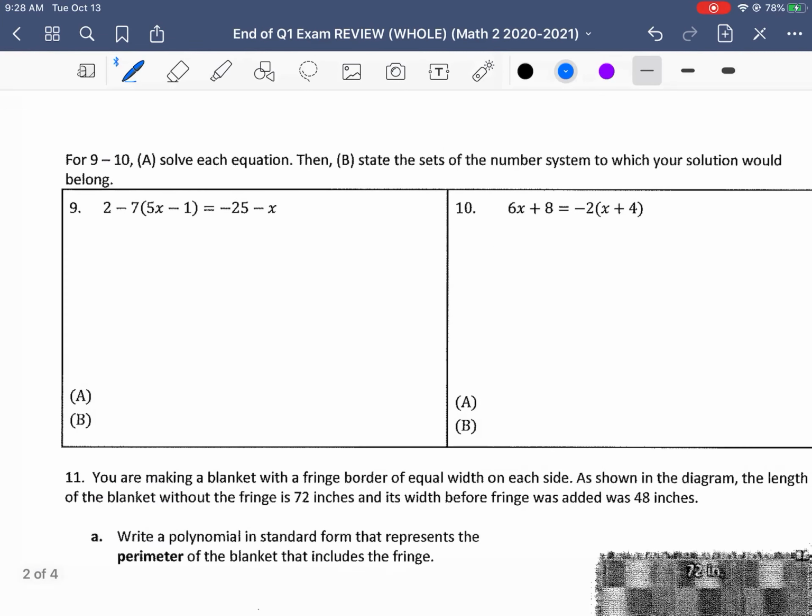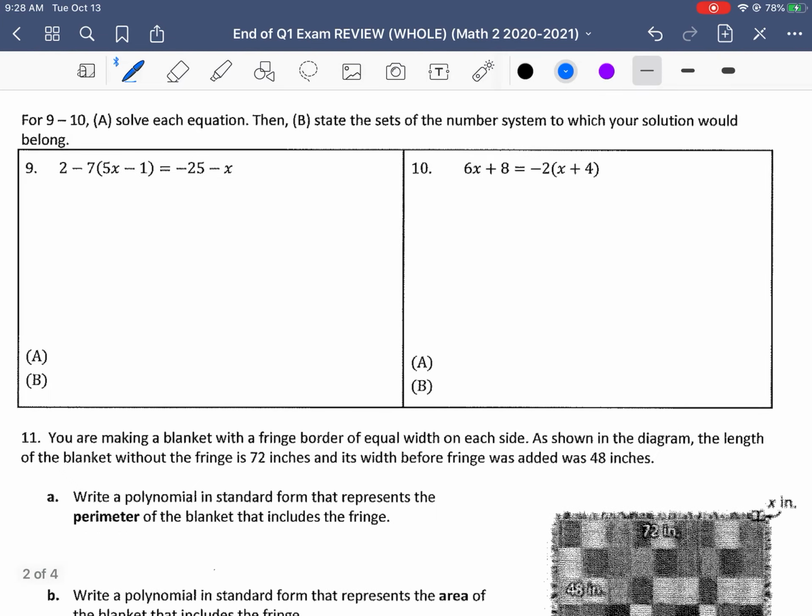All right, let's do a little bit more, and then I'm going to split this into 2 videos. So solve each equation, then state the sets of the number system to which your solution would belong. This one we're just solving. Remember, we take care of parentheses first, so we're going to distribute that 7. So we've got that 2 still out front, but -7 times 5x is -35x. -7 times -1 is +7. That's a 7. And -25 minus x.